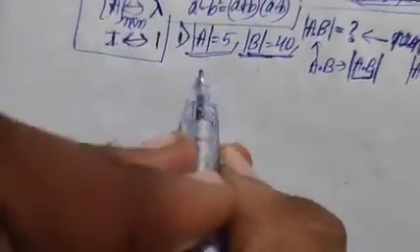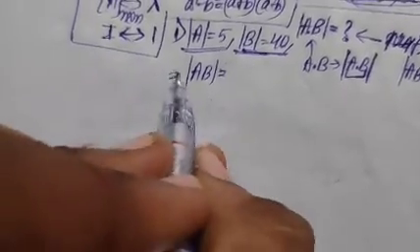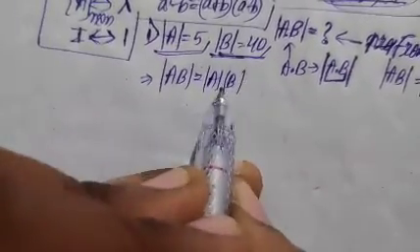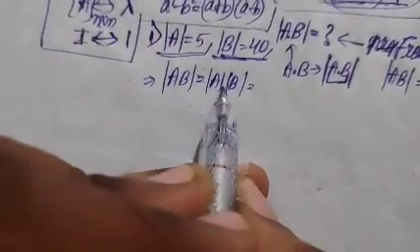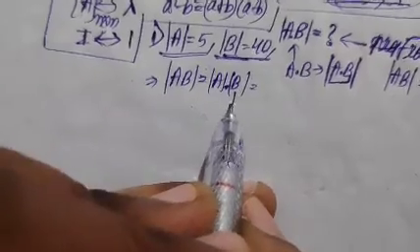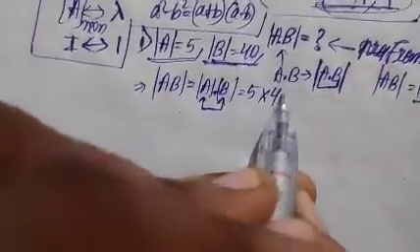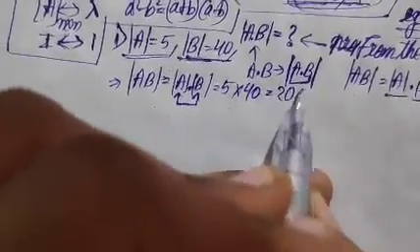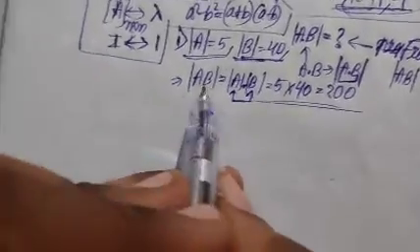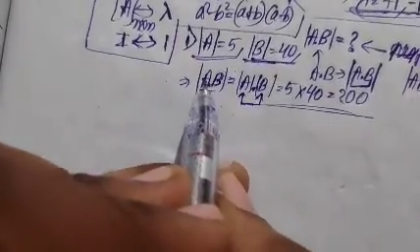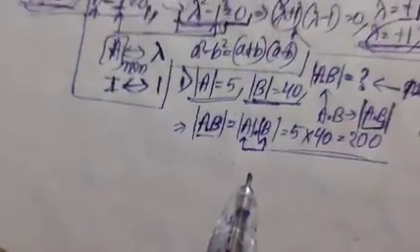So finally, if you have these values, from the property of determinant, its value is the product of these two determinant values, that is 5 times 40, which is 200. So this is how we can find the determinant of this product of square matrices.